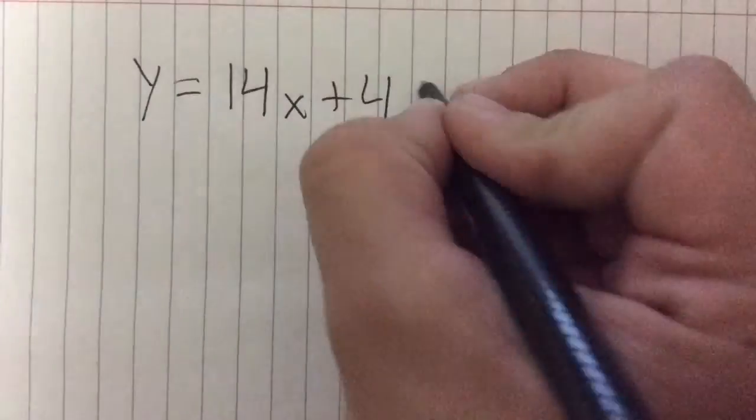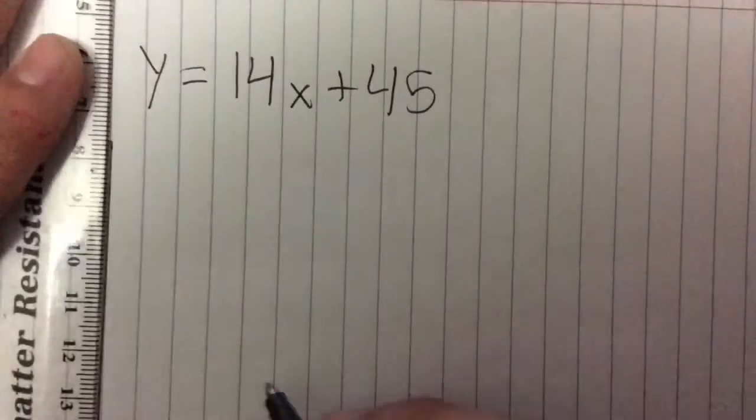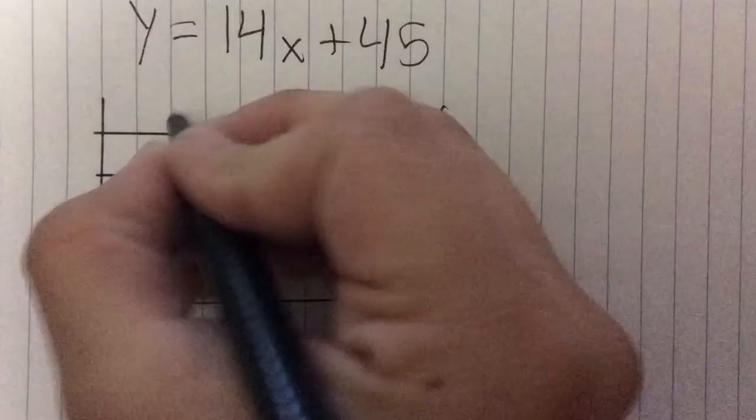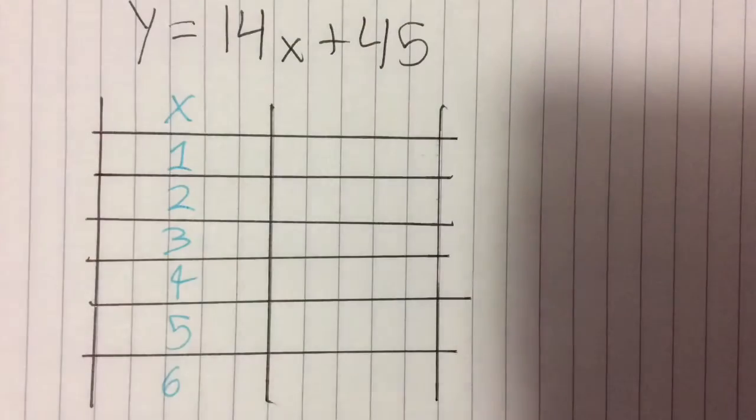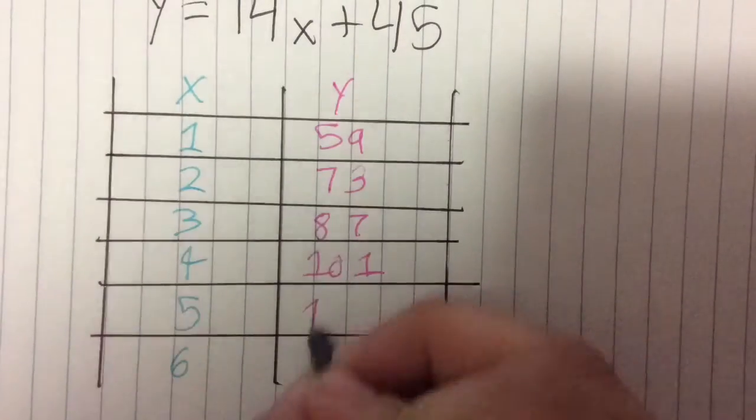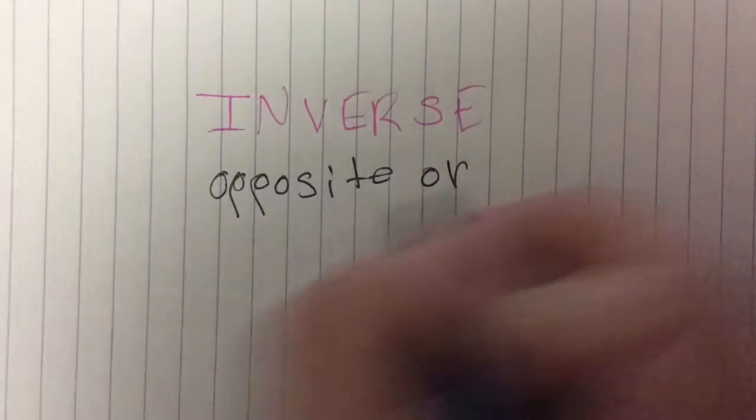For example, here is a simple function, y equals 14x plus 45. If you look at the chart of this function, you'll see that each x value has its own y value. When x equals 1, y equals 59, when x equals 2, y equals 73, and so on and so forth. So what would the inverse of this function be?